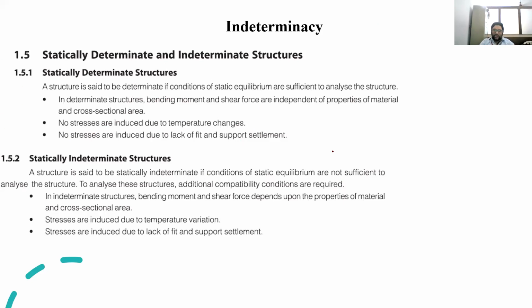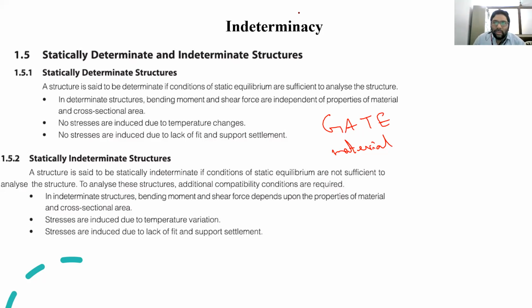This is a separate theory, taken from GATE material for your understanding. This is taken from GATE material to give you confidence that the table we have seen is similar. This is what we have read, right? The difference between statically determinate as well as indeterminate structures.